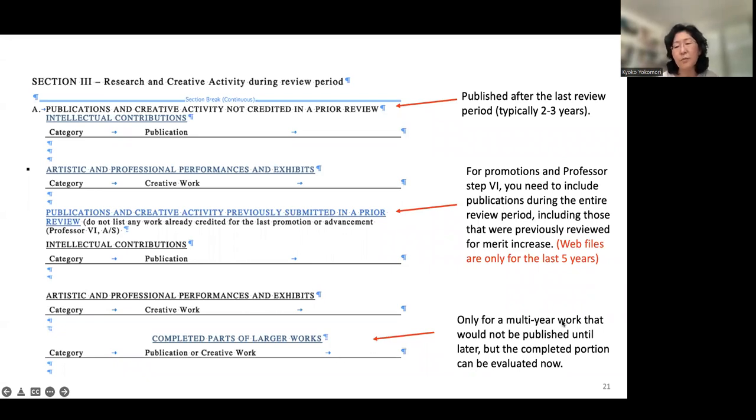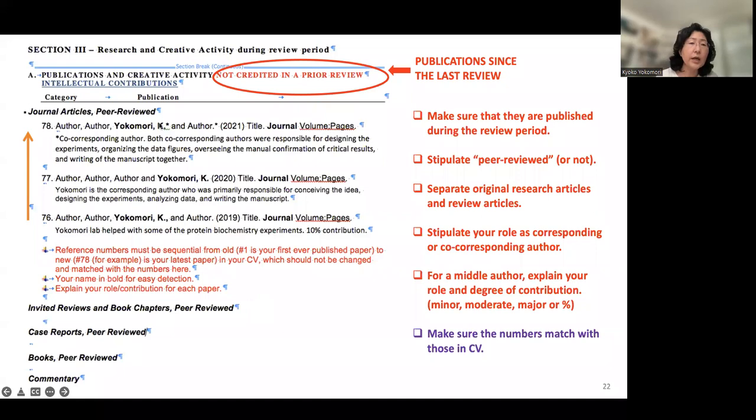This means if you have multi-year work that would not be published until later, but the completed portion can be evaluated now, you can put it in. But honestly, most people leave these sections blank. Okay, and then here are actual examples for this publication listing.